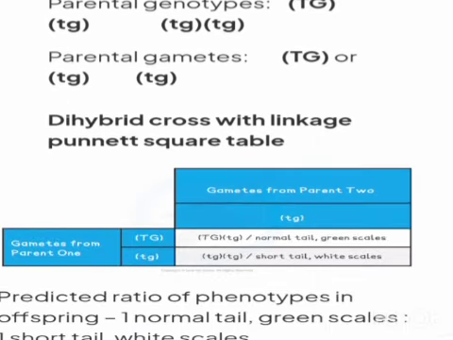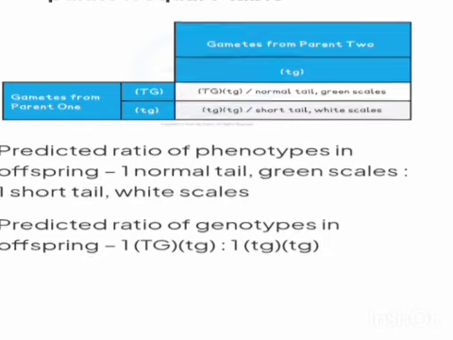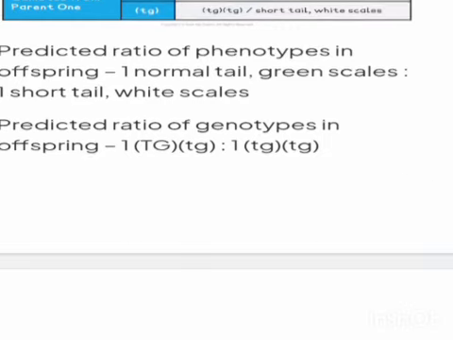Now, when you cross the gametes, you'll see that you'll be getting a 1-to-1 ratio, right? So one for normal tail green scales and another for short tail white scales. So you can say because there is autosomal linkage, the chromosomes are going to stay in the original parental combination, and that is why we're going to have the same phenotypes resulting.